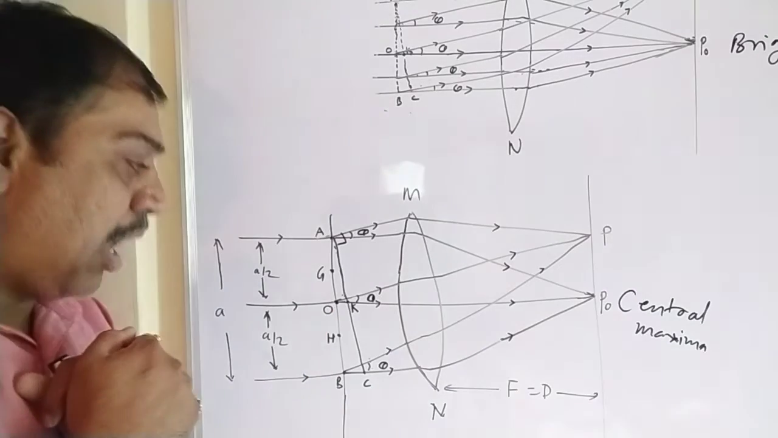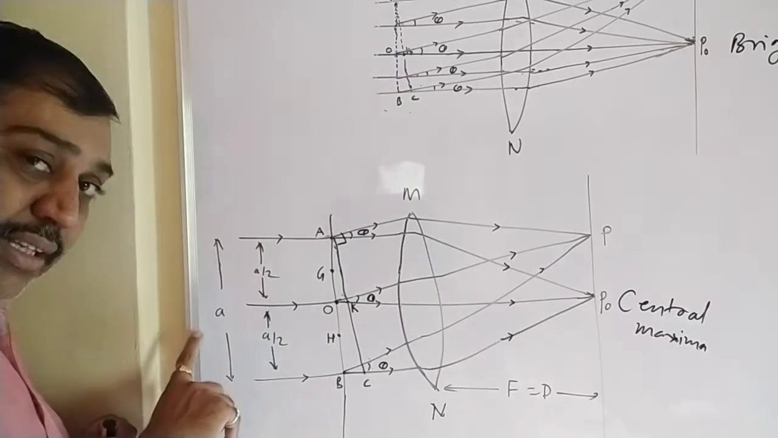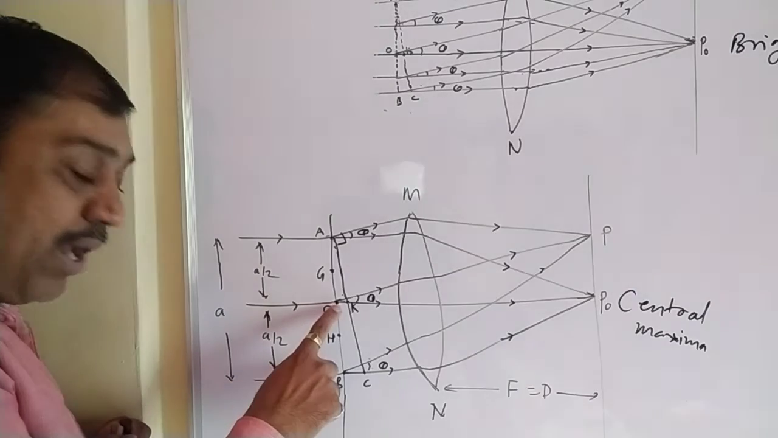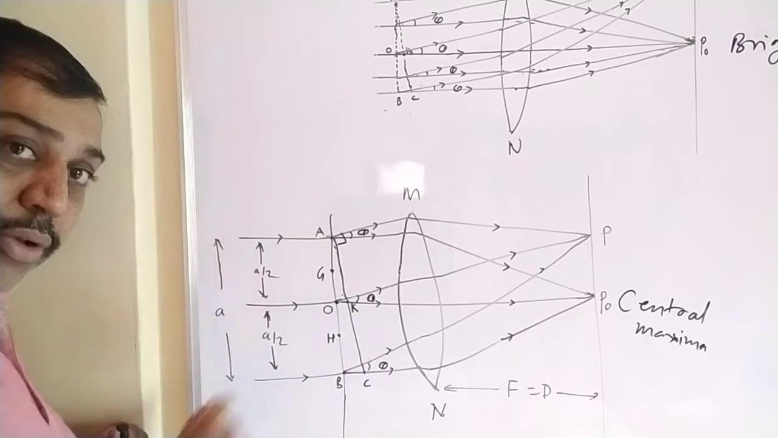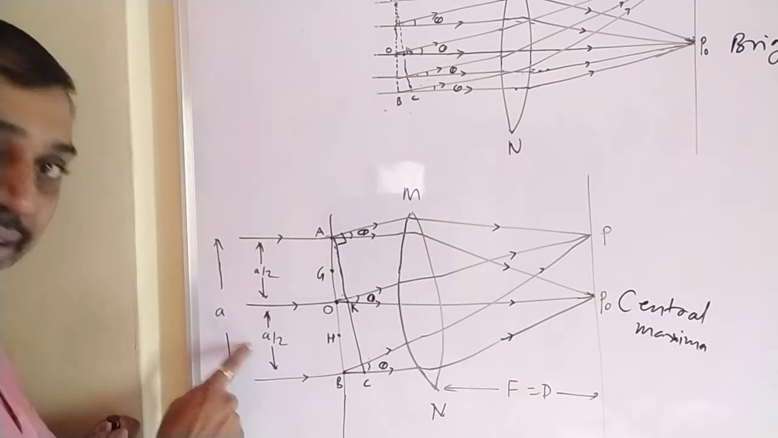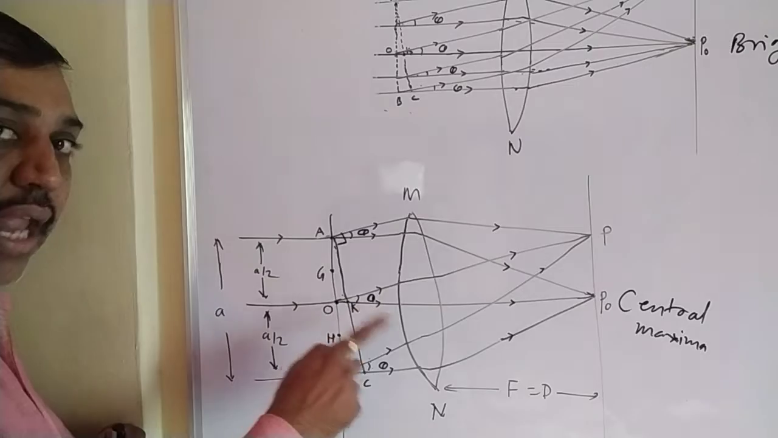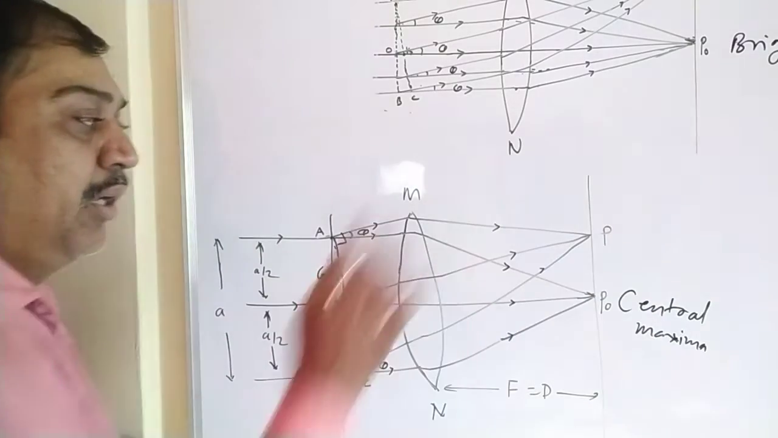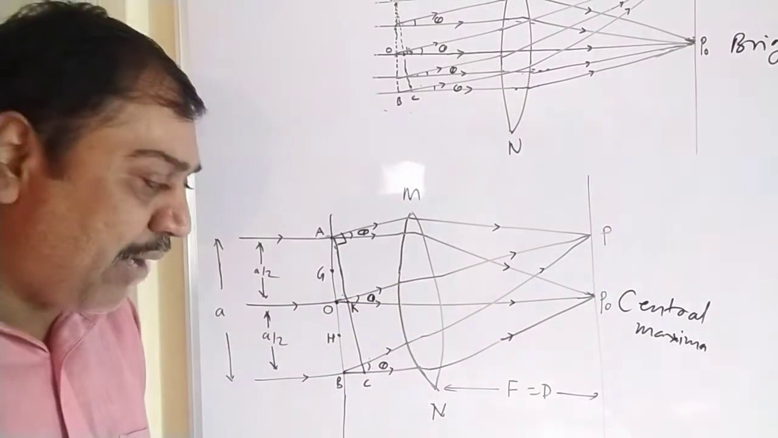Is that clear? Now suppose this AB is a plane wavefront whose width is a. Now we have considered point O exactly at the middle, so this would be a by 2, and this remaining would be a by 2. That's why I have written here a by 2, a by 2. Is that clear? Now the light rays which are coming with an inclination theta to the horizontal light waves will reach the point P. Now point P may be the bright point or maybe the dark point, that we have to find out.